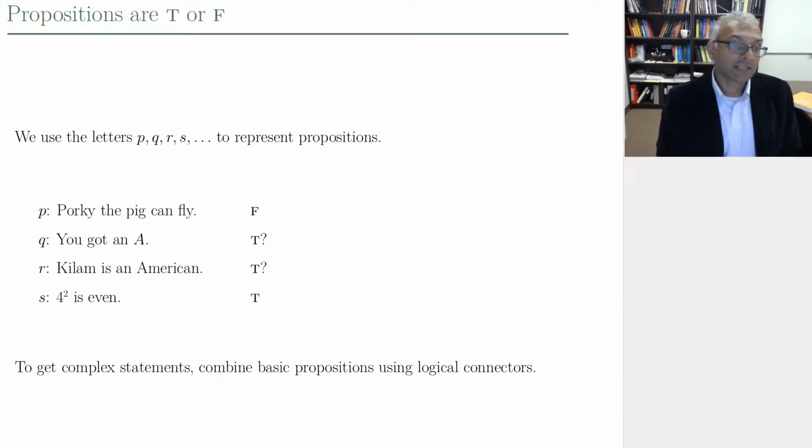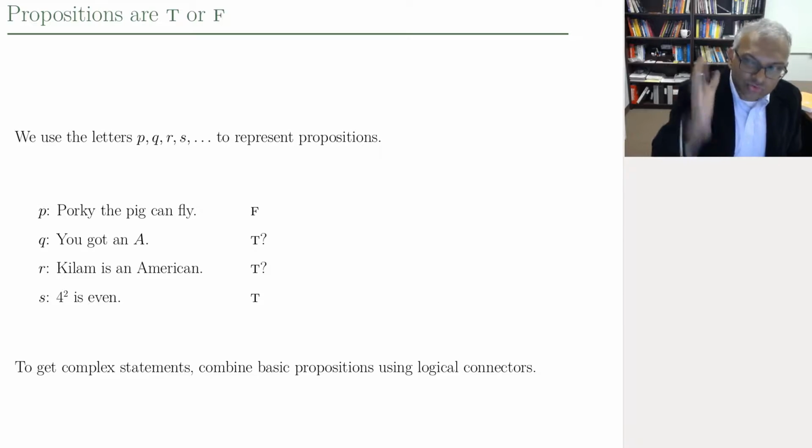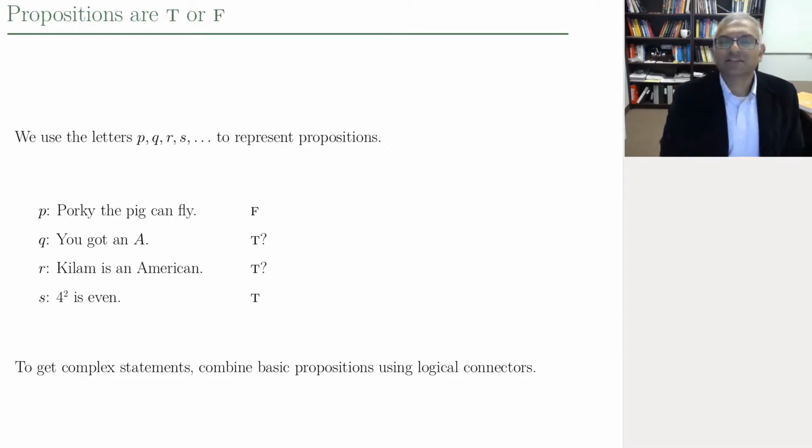We don't know. Kilam is an American. That's another statement. We'll label it R. 4 squared is even. That's another statement. We'll label it S. R, which is Kilam is an American, could be true or false depending on who is Kilam. S, the statement 4 squared is even, that is true, because 4 squared is 16, which is even. So here are some basic statements, P, Q, R, and S. Basic statements are easy. You look at it and you can analyze whether it's true or false. And this is a property of any basic statement. Any basic statement has to be true or false.